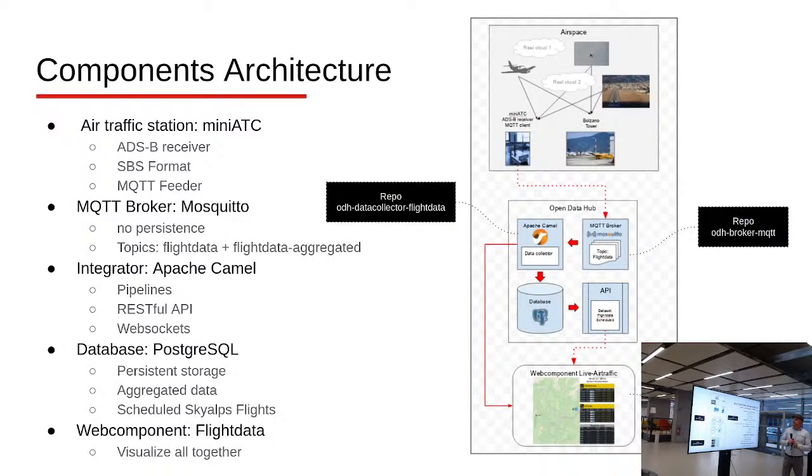And we extended the project in a way that we can get this data into the Open Data Hub. We need, of course, the station. Then we have a broker. We use Mosquitto, we see it afterwards. We need something with pipelines, where we can forward the data and process it, send it to a database, or modify it, transform it, aggregate it, or whatever. So that's the integrator part. And we have interfaces as well. And here we have a database like Postgres or whatever, where we can persist this data. And in the end, we have a web component to show all this.